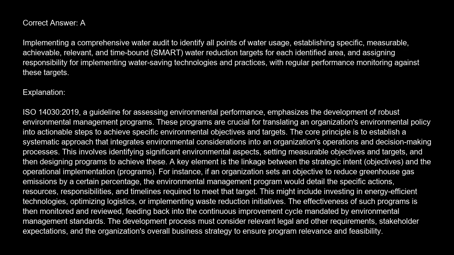The correct answer is A. Implementing a comprehensive water audit to identify all points of water usage, establishing specific, measurable, achievable, relevant, and time-bound, SMART, water reduction targets for each identified area, and assigning responsibility for implementing water-saving technologies and practices, with regular performance monitoring against these targets. Explanation: ISO 14030:2019, Guideline for Assessing Environmental Performance, emphasizes the development of robust environmental management programs. These programs are crucial for translating an organization's environmental policy into actionable steps to achieve specific environmental objectives and targets.